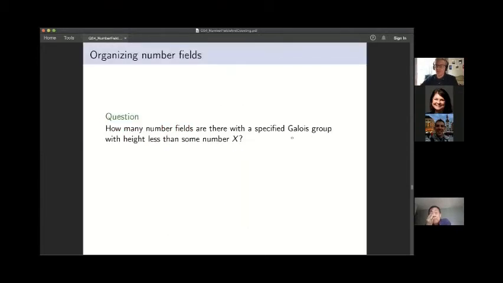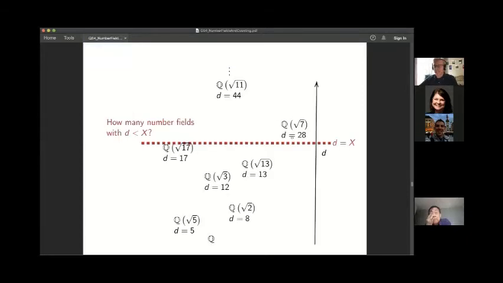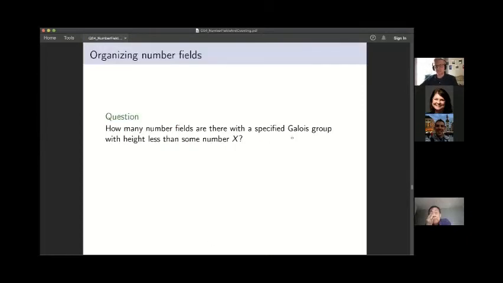So we have this new and hopefully better question. How many number fields are there with a specified Galois group and height less than x, right? So we're just trying to count things below the red dotted line. So this is hopefully a pretty concrete feeling question, even if it's couched in the language of this sort of untethered abstraction nonsense.